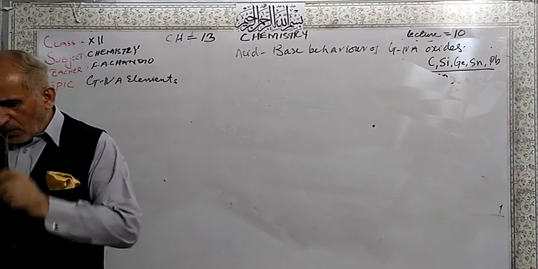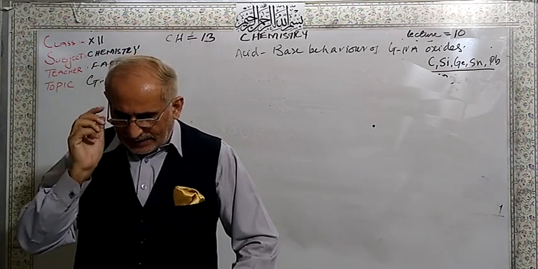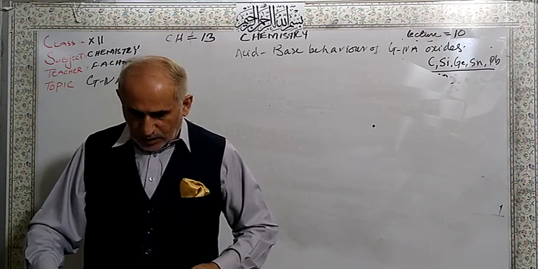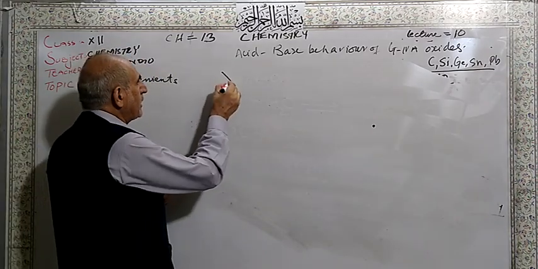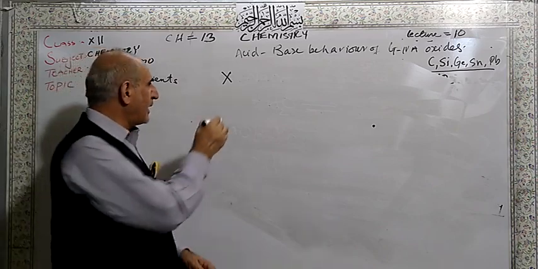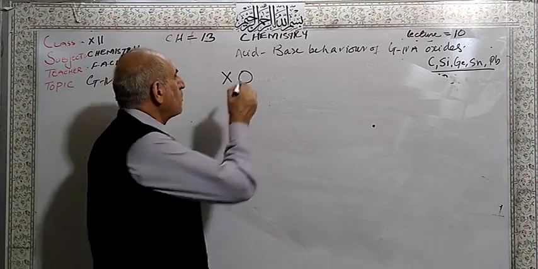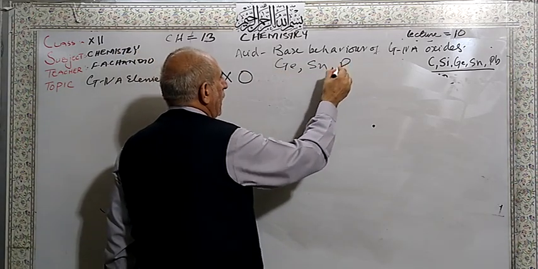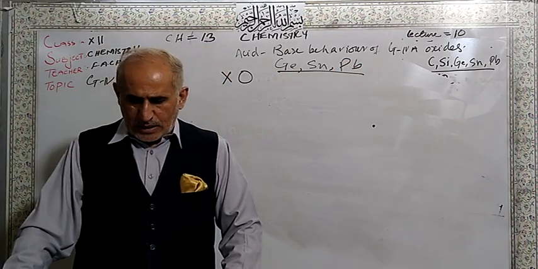So, dear students, now we come toward germanium, tin, and lead oxides. First I start with the monoxides. X is for maybe germanium, maybe tin, and there is oxygen. So this is the monoxide for germanium, tin, and lead. This is X in general.